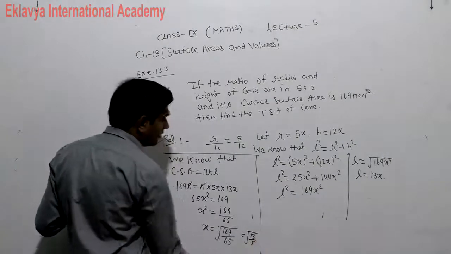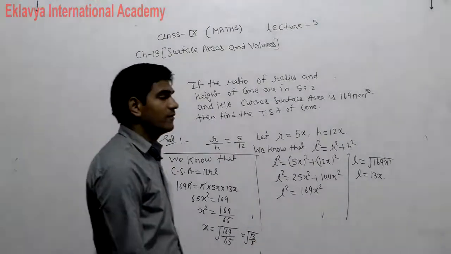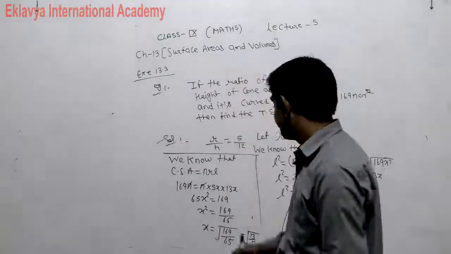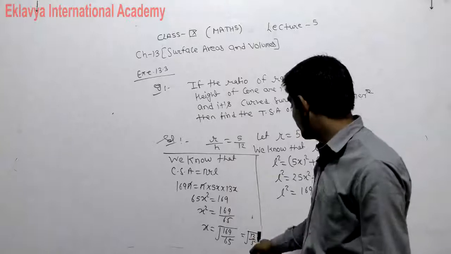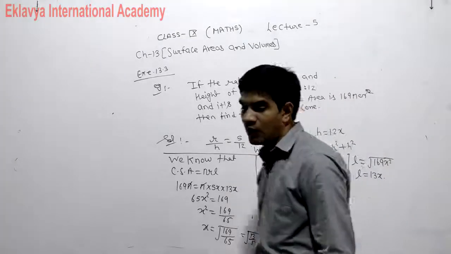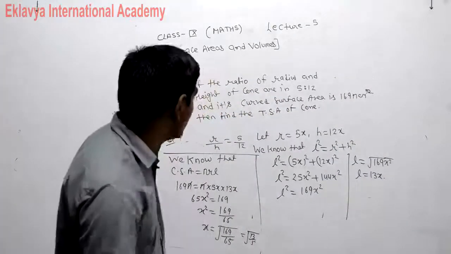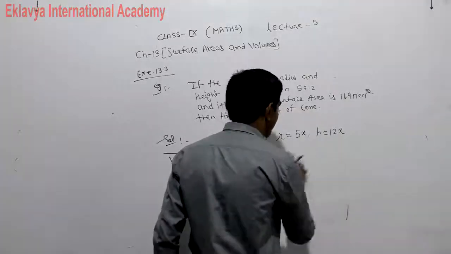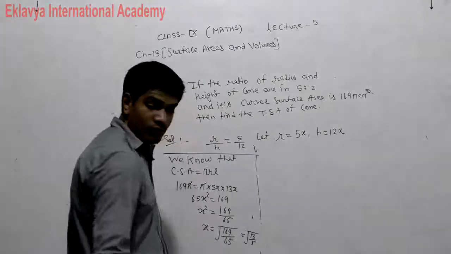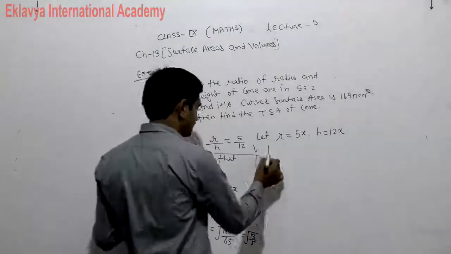The x value you have obtained. Now how will we find its total surface area? What is the value of x? Under root 13 upon 5. Now how will we take the square root of that one? Now what do you have to do, students? You have to calculate its square root. So how will we calculate the square root?